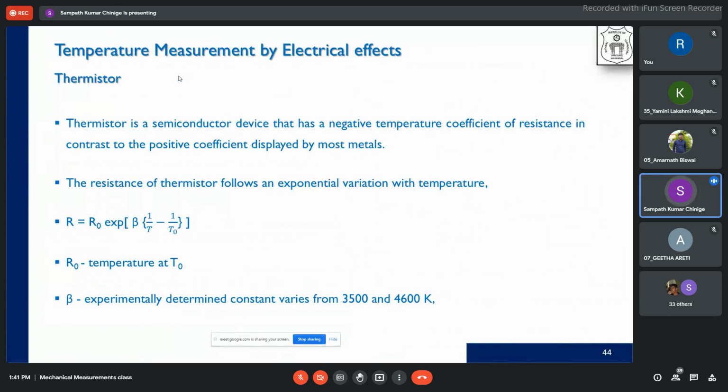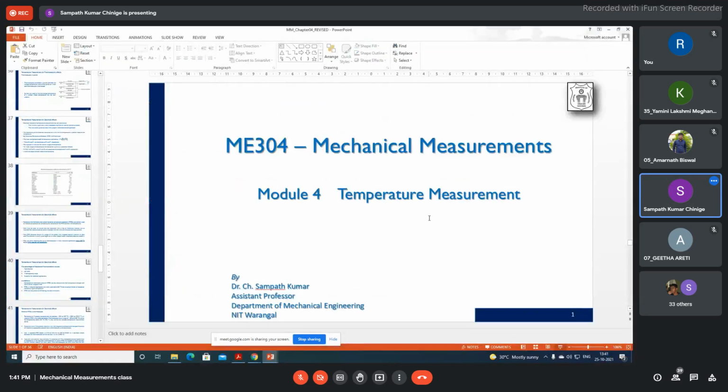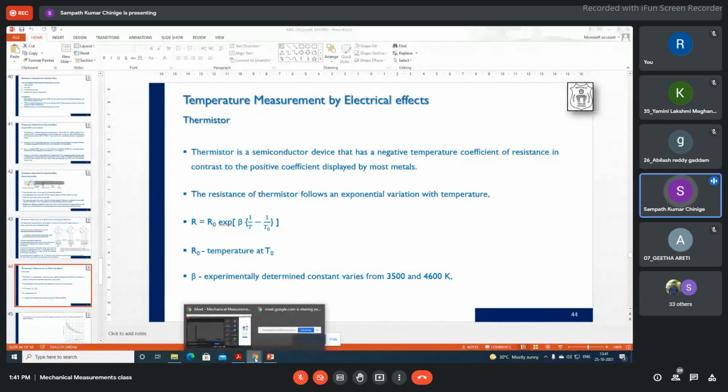Did we complete thermistors or not? Hello? Is my voice audible? Somebody please answer. Yes, sir, you're audible. Yeah, thermistors we have completed, isn't it?